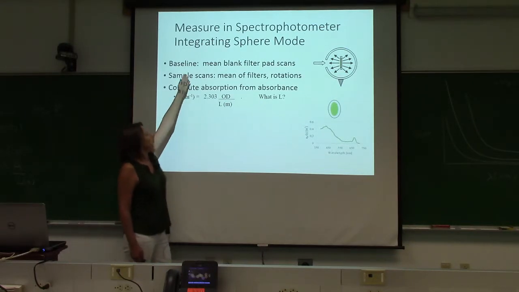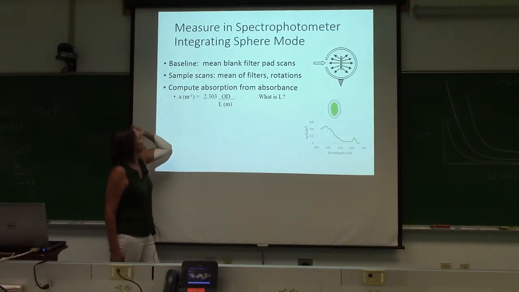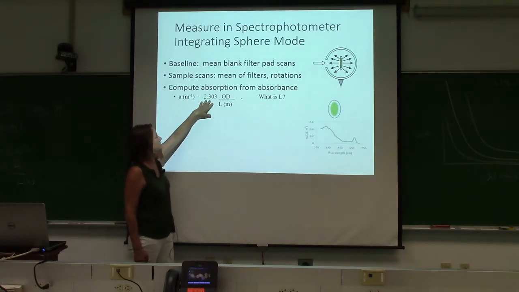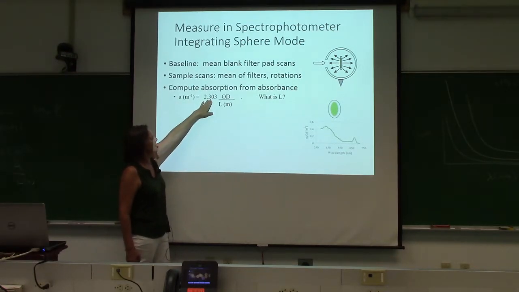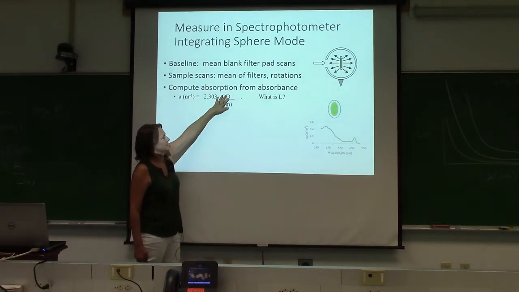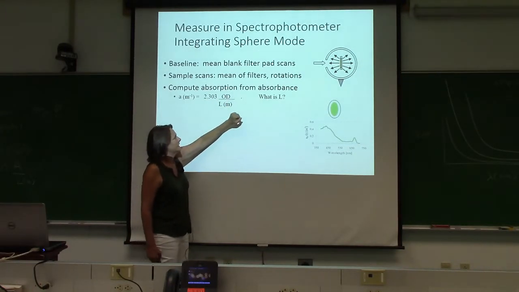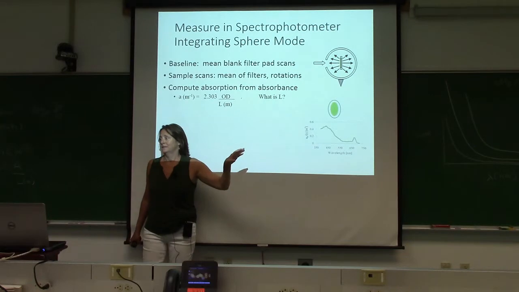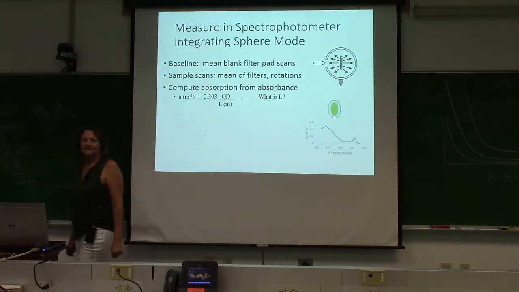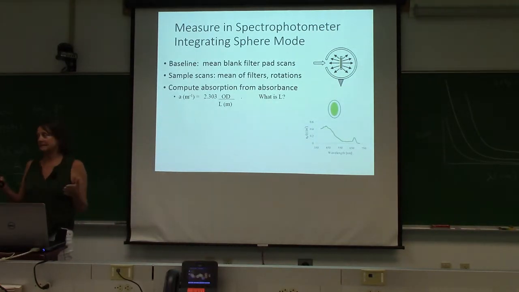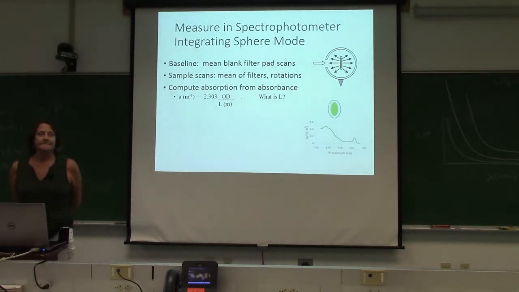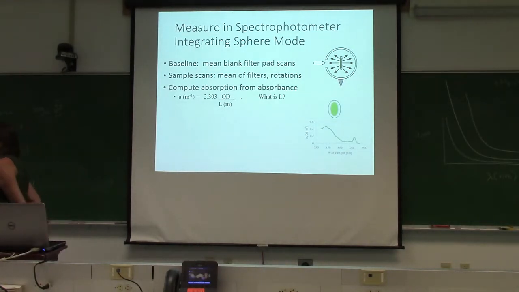Then you're going to subtract your baseline from your sample scans, and then you'll compute the absorption. And just like I said, this is the conversion between log base 10 and log base e, optical density over the path length. And so now the question is, what's your path length? In the cuvette, it's easy. It's the geometric length of the cuvette. Is there a filter volume? There is a filter volume. And hopefully you've written it down.